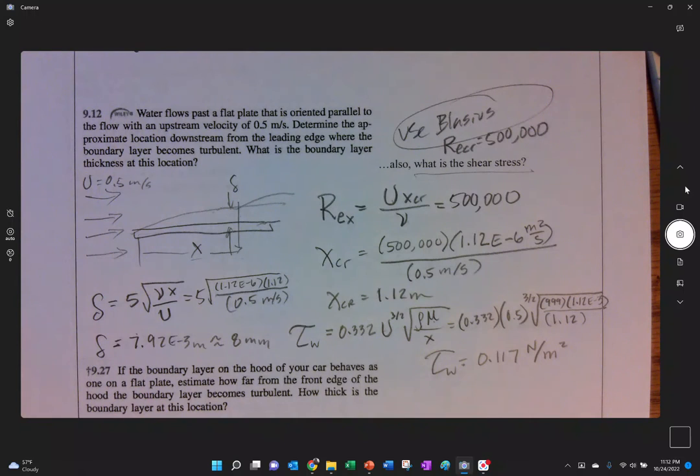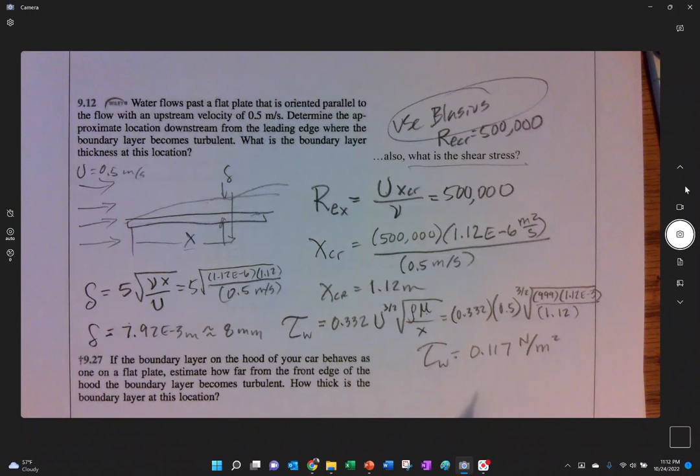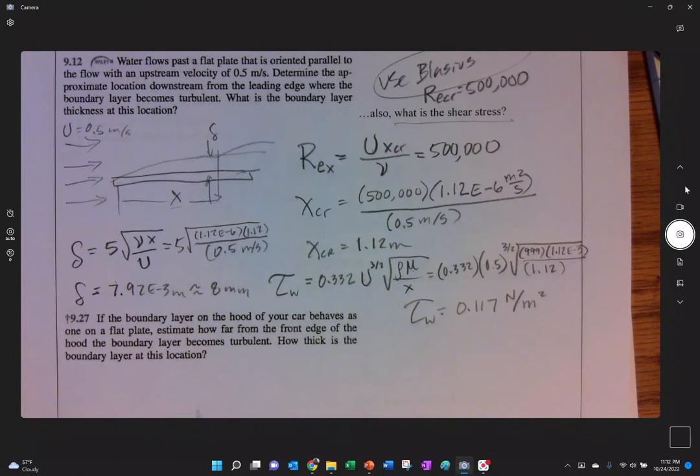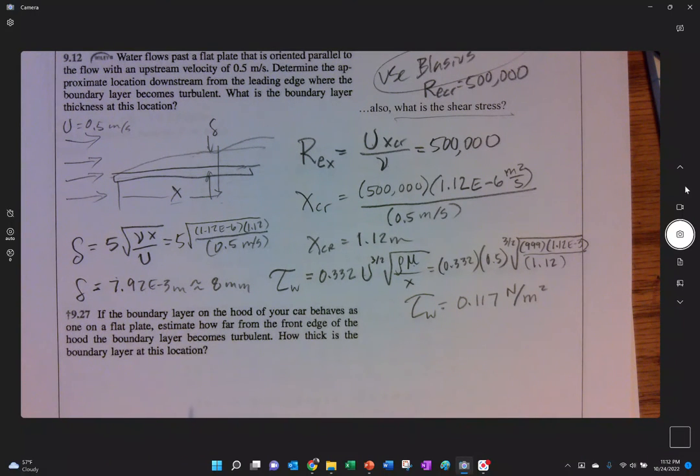So that's a pretty small amount of shear, considering maybe we'll think that atmospheric pressure is 101,000 newtons per meter squared, right? So this is not a lot of shear stress, but we're just trying to quantify it here.